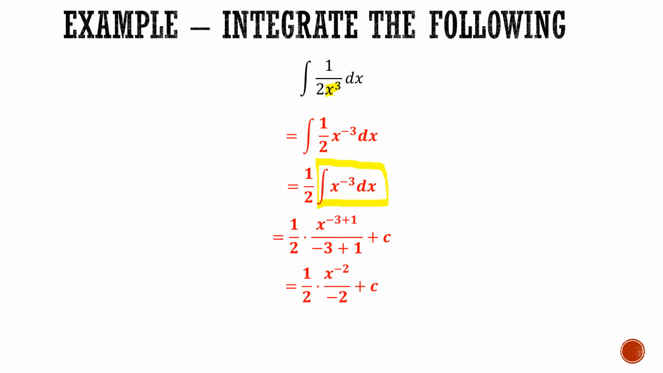Simplifying that, I have 1 half x to the negative 2 over negative 2. And now getting rid of my negative exponent, I'm going to drop that x to the negative 2 back down. So I have negative 1/4 x squared plus c.